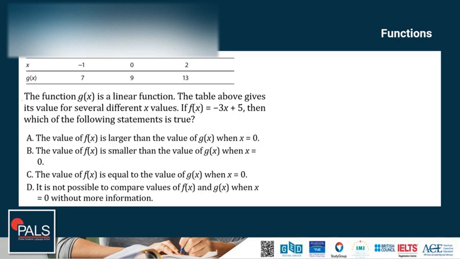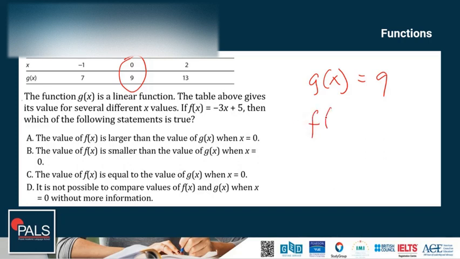Now the value of the function is being compared when x is equal to 0. So all we need to do is find the value of the function when x is equal to 0 for both functions. For g of x, when x is 0, the value of the function is 9.